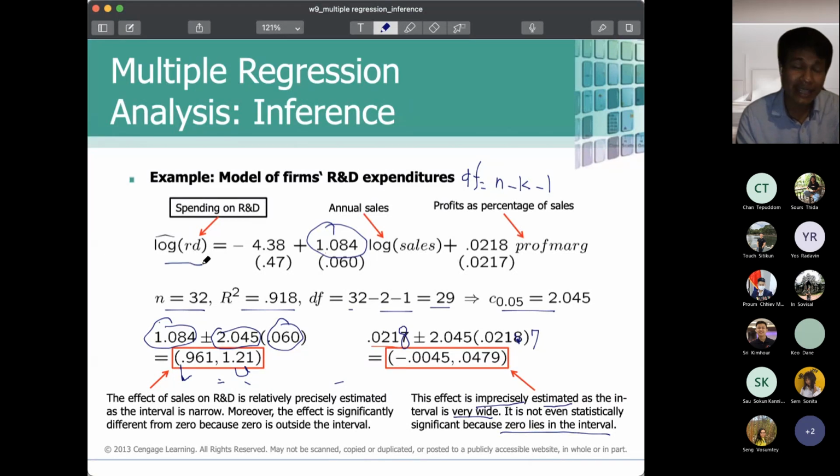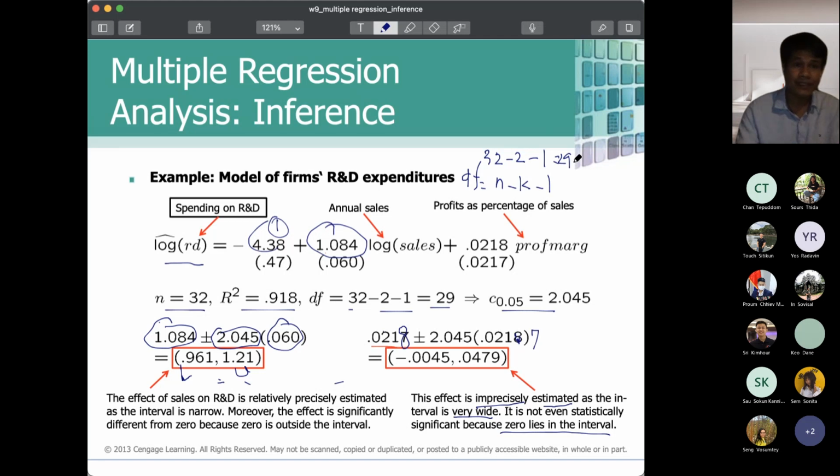Log RD is the dependent, so not counted. So you only have annual sale, and you only have profit as percentage of sale. So we have 32 minus the number of X, 2, minus 1. The 1 here is the constant, so the constant is also counted as 1, right? So 32 minus 2 minus 1, and you will obtain 29.